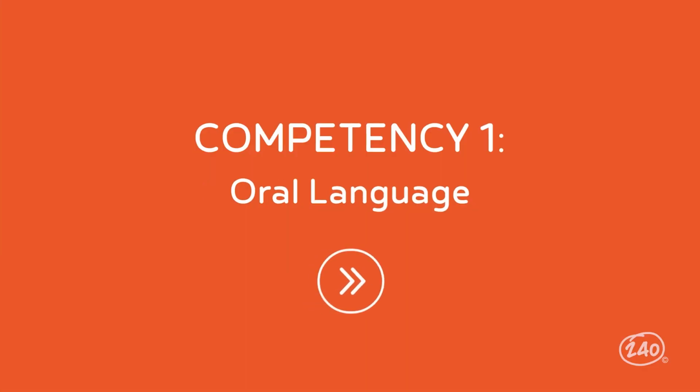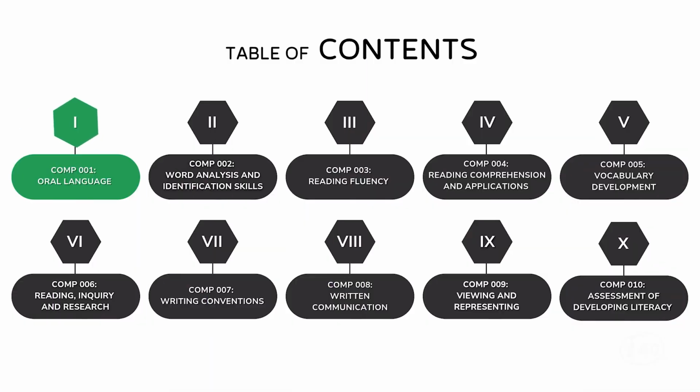The first competency is oral language. This involves the listening and speaking skills students need to develop as a foundation for learning to read. To develop their language skills, students need many opportunities to speak to a variety of audiences. Sounds like they're doing public speaking. Don't worry, it's nothing like that. It just means that students need lots of practice talking with one partner, a small group of classmates, or participating in a whole group discussion.